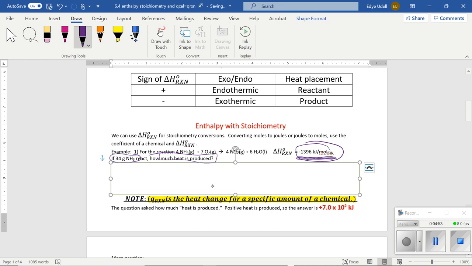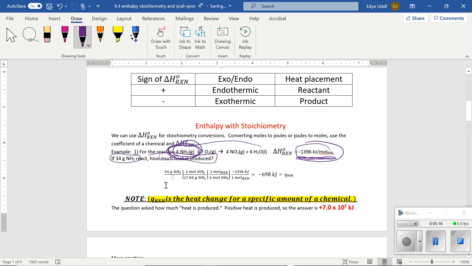So we always start with what we're given. In this case, we're going to start with our grams of NH3 because we can always go grams to moles using molar mass. Then we can go from moles of NH3 to moles of reaction using our coefficient. So what does that mean? Let's open this up. All right. So we start with our 34 grams of NH3. Use the molar mass to get to moles of NH3.